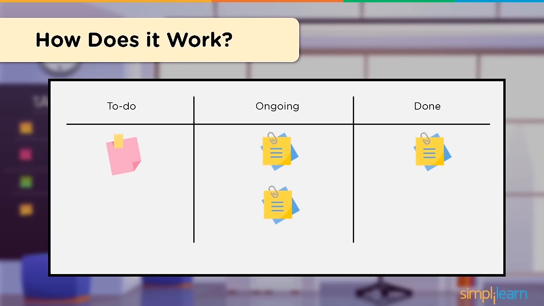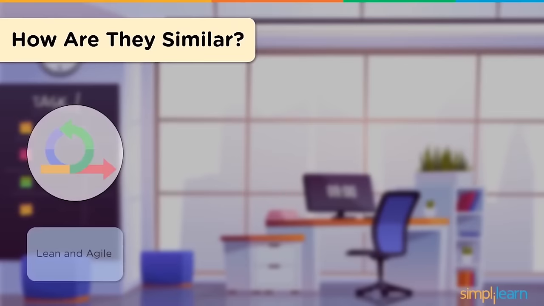At this point, you must have realized how similar these two frameworks sound. So let's run through some more of their similarities. Let's find out how they are similar. Firstly, they both have principles of lean and agile, which means reduction of waste, and both of them are time-boxed and iterative approaches that enable product delivery in an incremental manner.